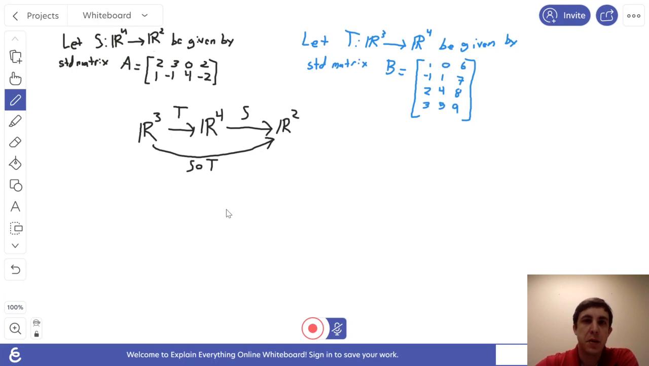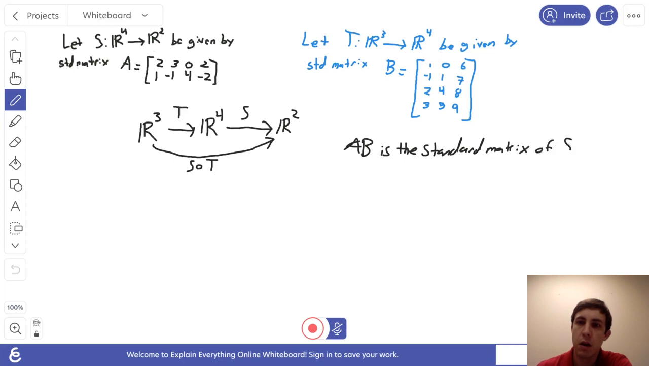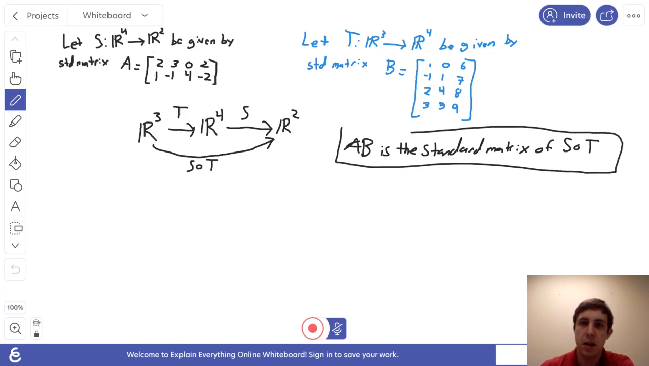So if we're talking about multiplying matrices, what we really want to do is, by definition, just write down the standard matrix for the composition map. Our composition map here is S composed with T. So the standard matrix for S composed with T is going to be the matrix AB by definition. AB is the standard matrix of S composed with T. We put a nice box around this because that is the definition of multiplying these matrices.